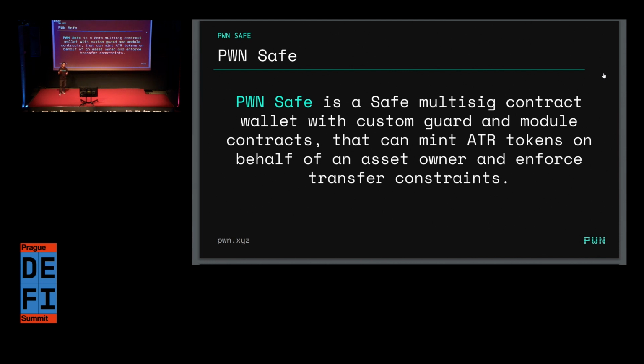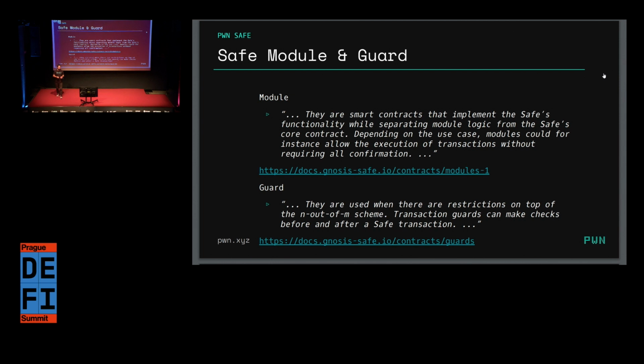Who knows what the module and guard in the Safe ecosystem are? Can you raise your hands, please? Nobody. Cool. So a module is a contract which you can attach to any Safe, and the module is able to initiate any transaction without reaching the owners' threshold. On one hand, it's super powerful. On the other hand, it's super dangerous. The guard is a contract which you can again connect to your Safe, which will check any transaction before and after it happens.